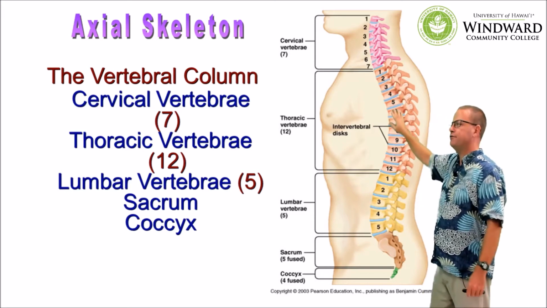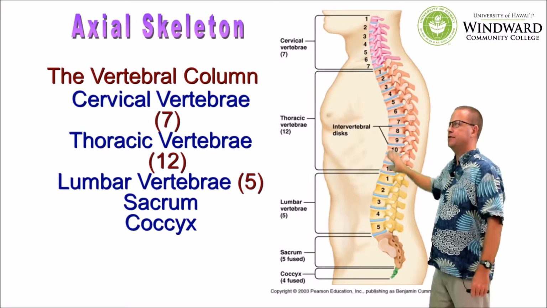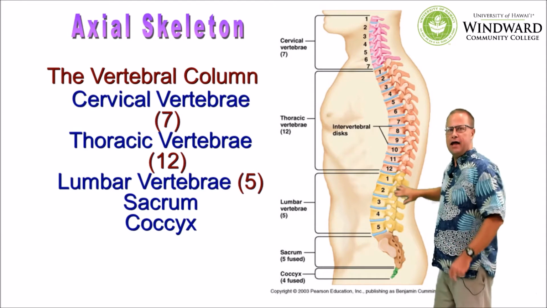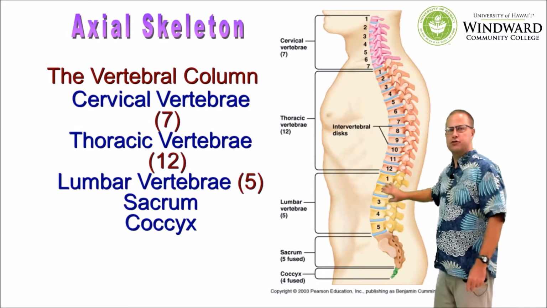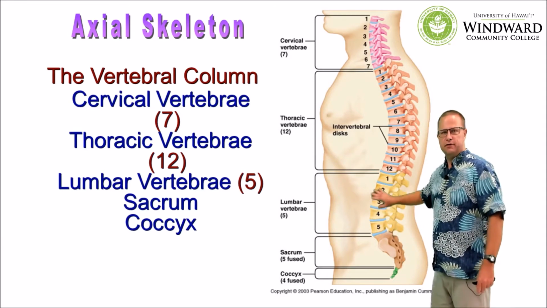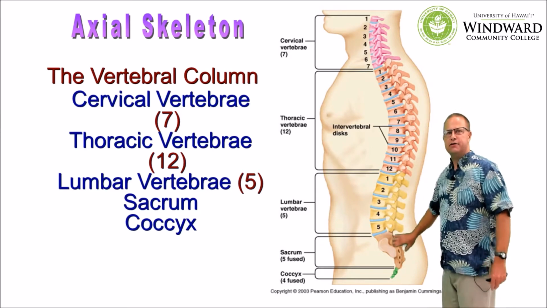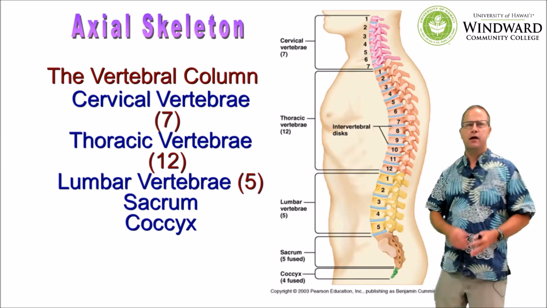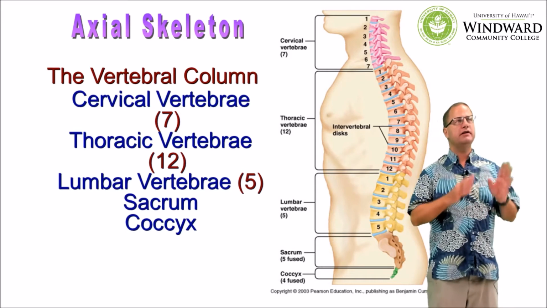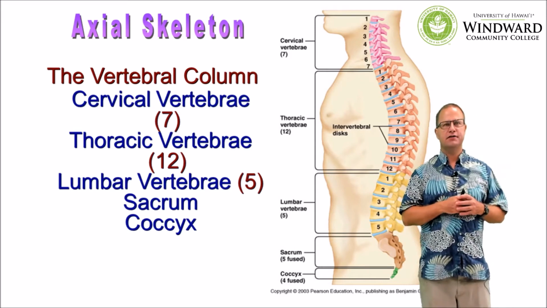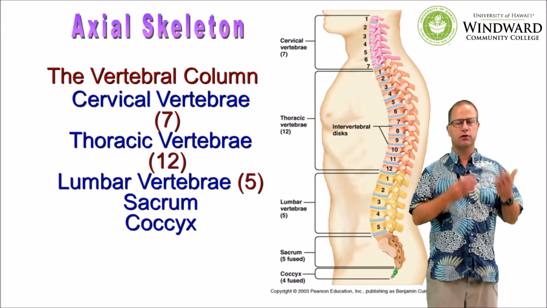Below that are 12 thoracic vertebrae, and these are the vertebrae that articulate with the ribs. And below that are 5 very large and strong lumbar vertebrae, and these are the bones of the lower back. And below that, we have the sacrum and the coccygeal vertebrae. So I'm going to require you to know the numbers of vertebrae in the first 3 regions. This includes the cervical, thoracic, and lumbar vertebrae.